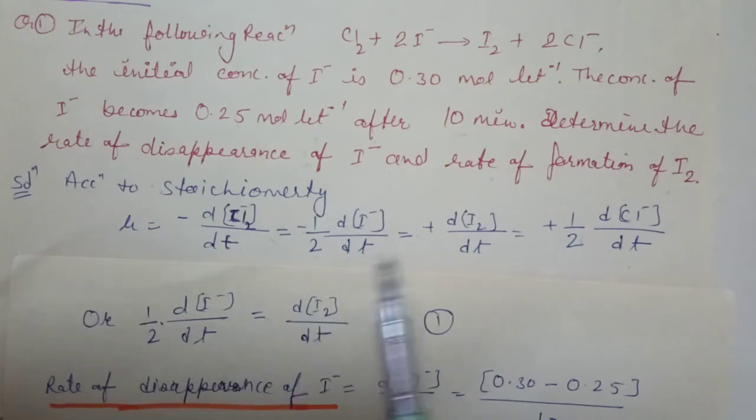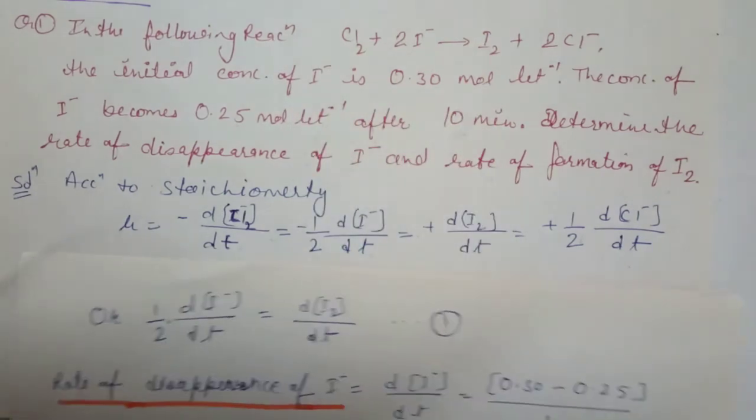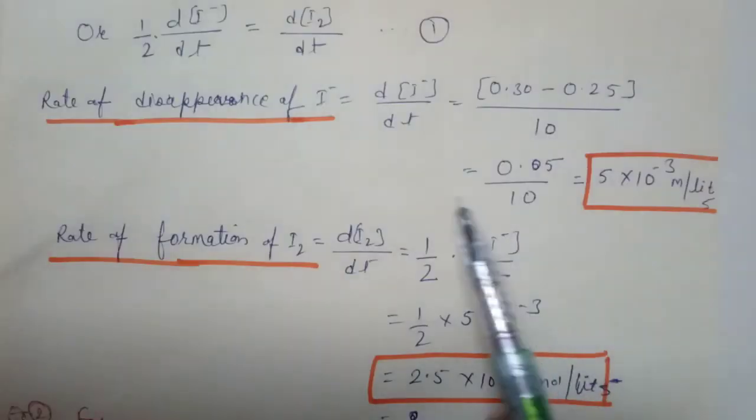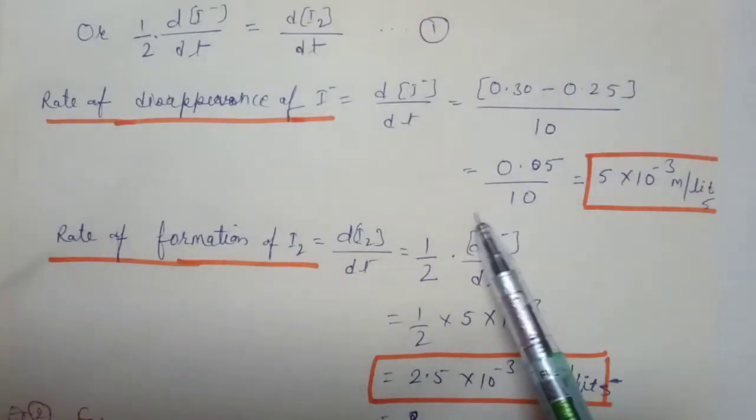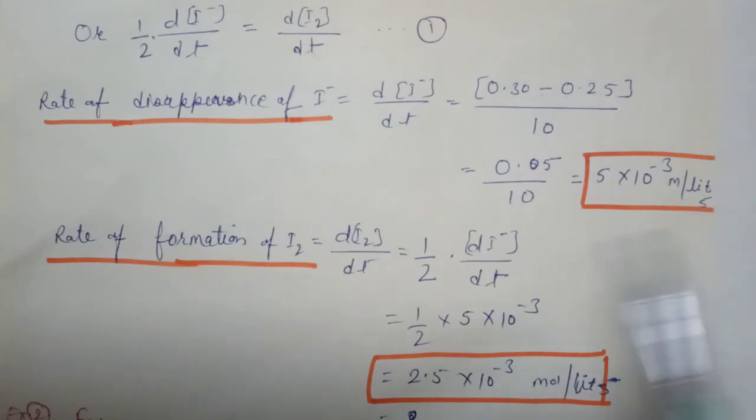This is the relation from the stoichiometric equation. According to the question, the change in concentration of I minus is given in 10 minutes. So the rate of disappearance of I minus, d[I minus]/dt, is equal to (0.30 minus 0.25) upon 10. So it will be 0.05 upon 10, which means 5 into 10 to the power minus 3 moles per liter per minute.